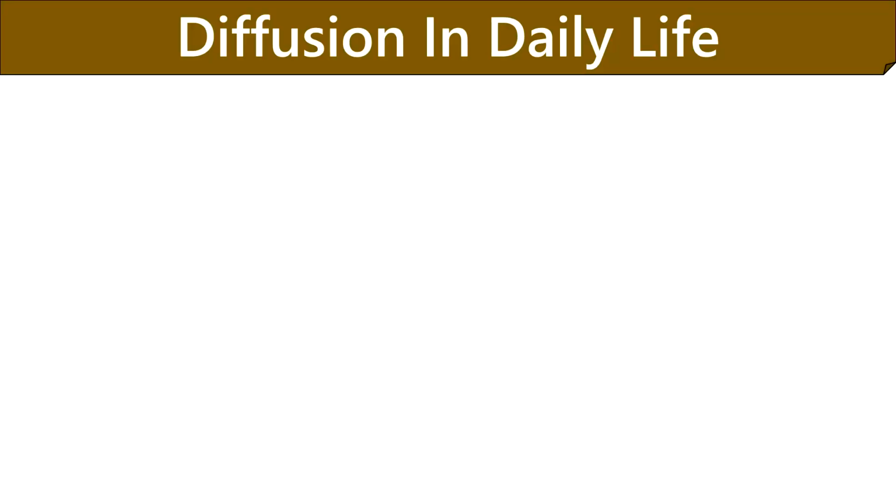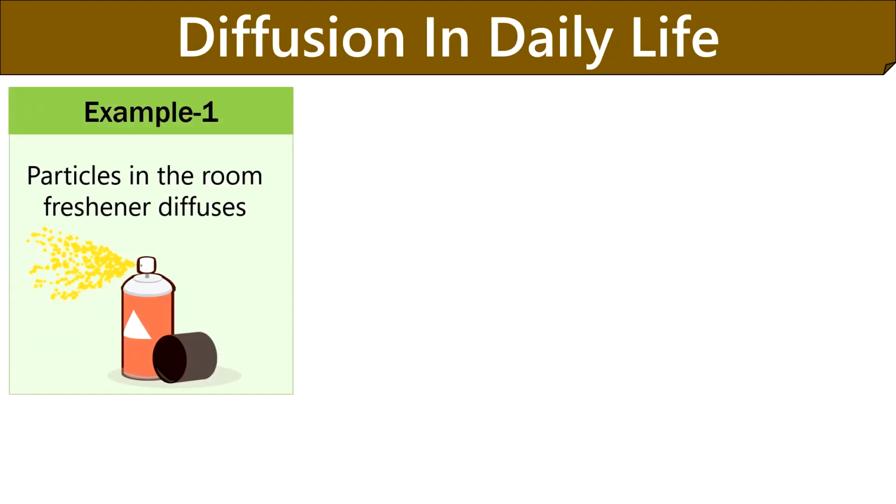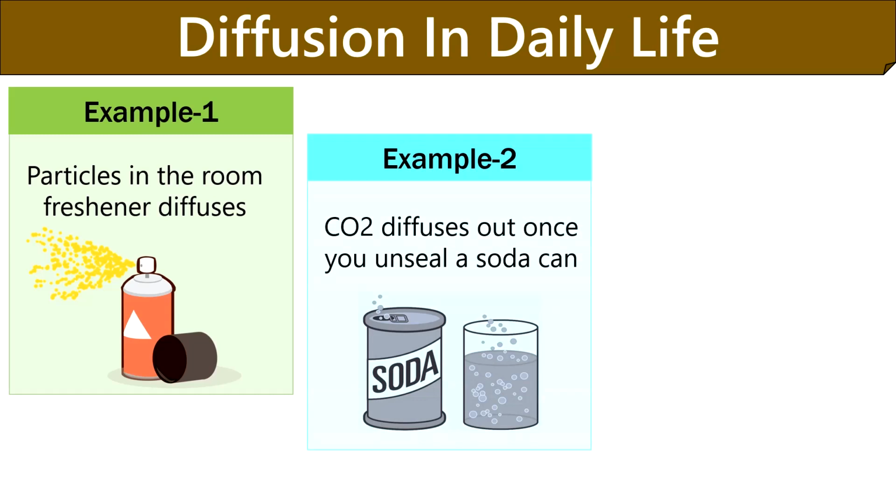Now it's time to know some examples of diffusion in daily life. You must have witnessed the fragrance in the entire room when someone sprays the room freshener. That is due to the diffusion of particles in the room spray. You must have noticed that once you open the seal of soda or any fizzy drink, the soda goes flat after some time. That is because enough CO2 comes out of that can due to diffusion.